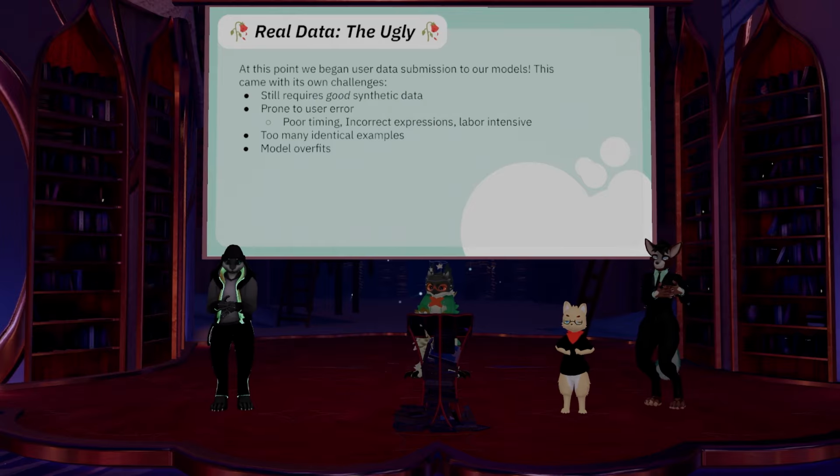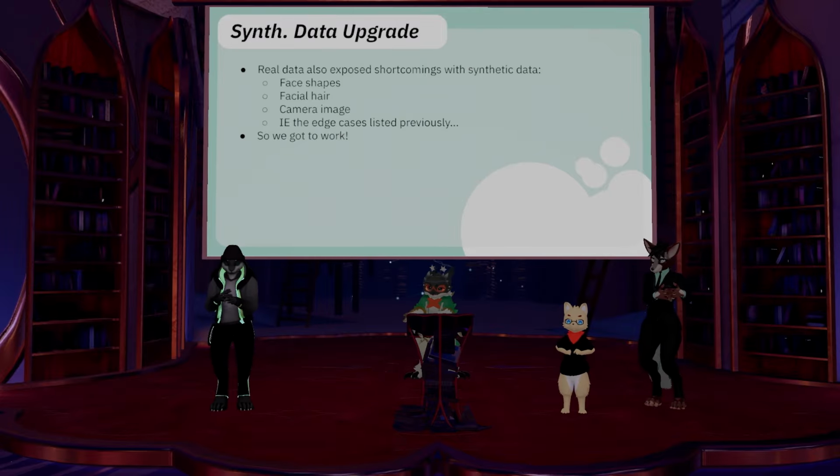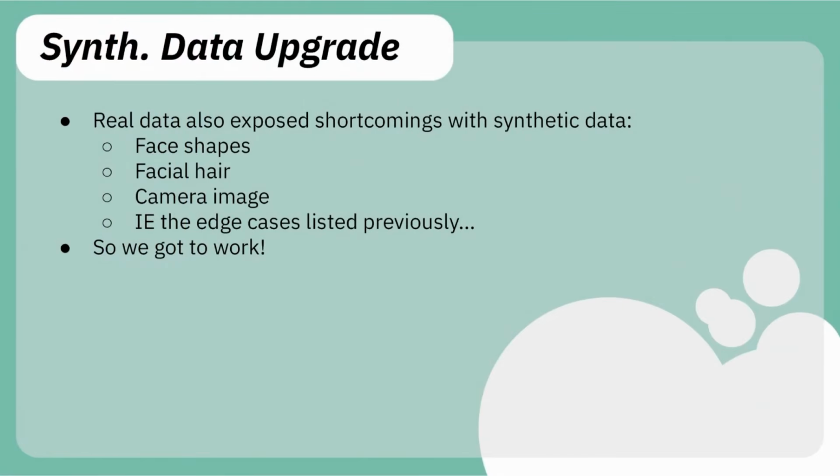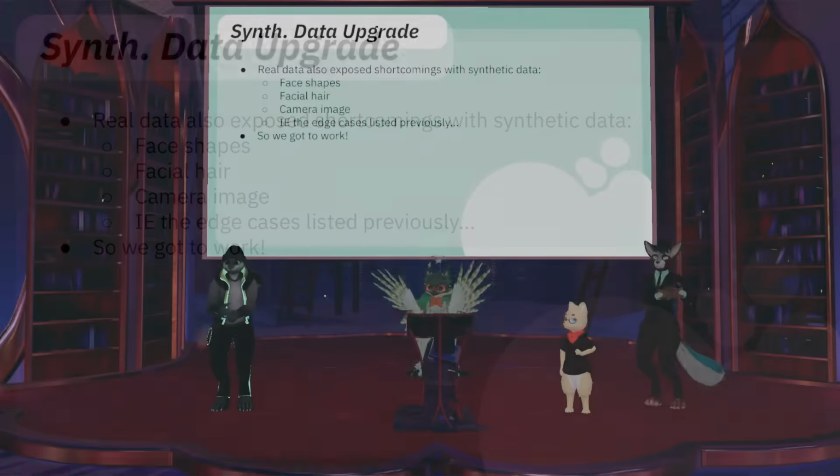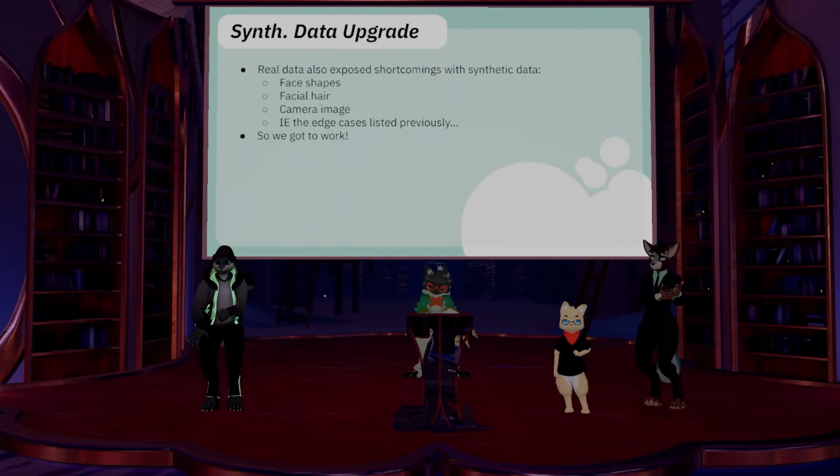And to be fair, the results we saw from that began to shed light on the flaws of our current synthetic data. So some of the common edge cases we saw were strange face shapes, facial hair, weird camera images, all the stuff I mentioned before. We found, okay, we need to improve these in the synthetic data set, and so we finally got to work.